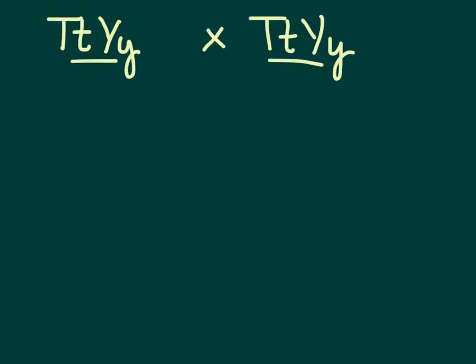How do you make a Punnett square for that? How many potential gametes can my first parent make? The capital T, lowercase t, capital Y, lowercase y. Can you repeat what they were called again? Dihybrid cross.